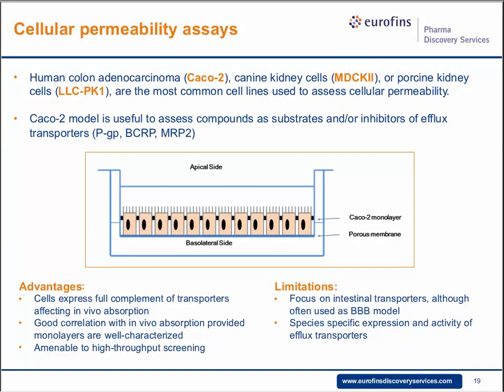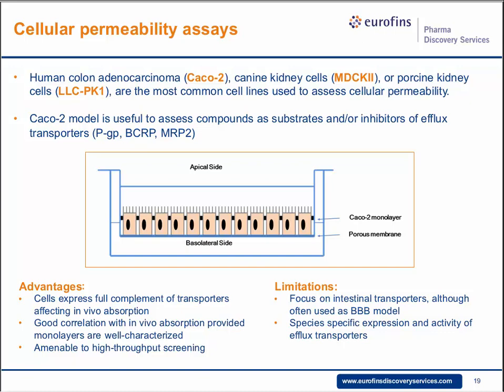Now, in order to examine the contribution of multiple efflux transporters in drug absorption, a widely used strategy has been the use of cellular permeability assays in a transwell format. The cell lines commonly used for this purpose include Caco-2, which is a human adenocarcinoma cell line, MDCK2, which is a canine kidney cell line, and LLC-PK1, which is a porcine kidney cell line. We find that the Caco-2 model in particular is very useful for assessing drug compounds as inhibitors or substrates of the efflux transporters PGP, BCRP, and MRP2.